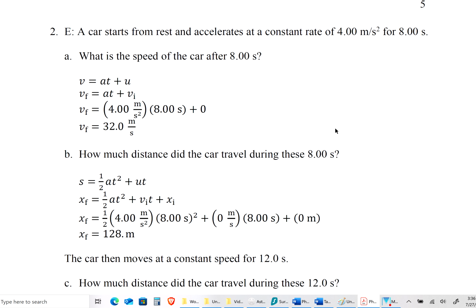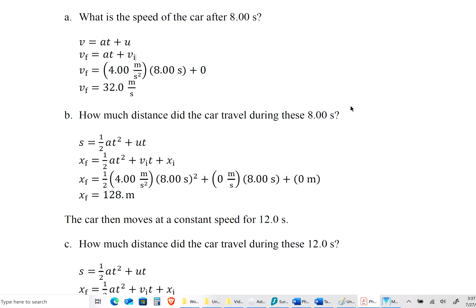Question 2. The car starts from rest and it accelerates at a constant rate of 4 meters per second squared for 8 seconds. What is the speed of the car after 8 seconds? So take a look at these two equations. U is initial velocity, V is final velocity, A is acceleration, T is duration of time. We could solve for final velocity.